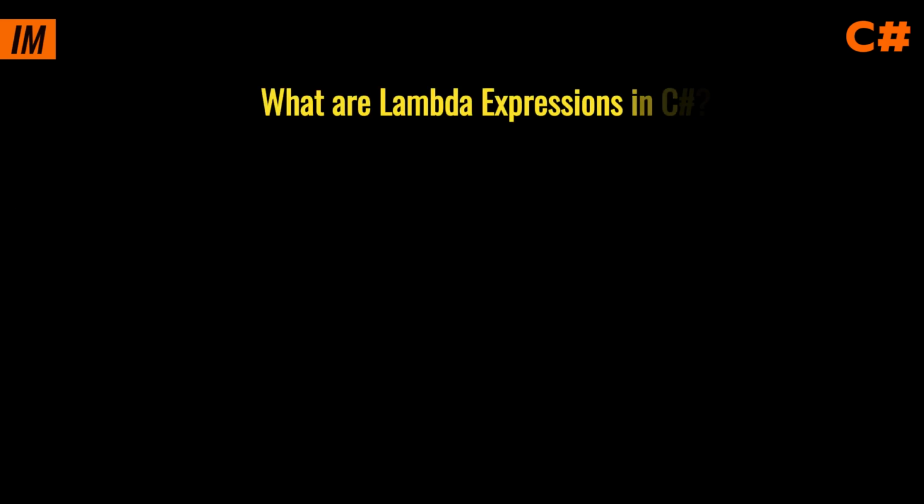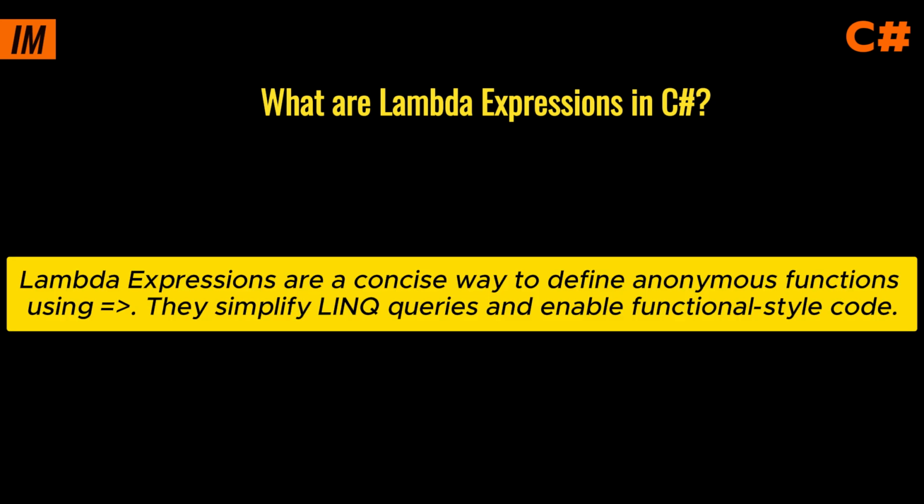What are lambda expressions in C#? Lambda expressions are a concise way to define anonymous functions using arrow syntax. They simplify LINQ queries and enable functional-style code.